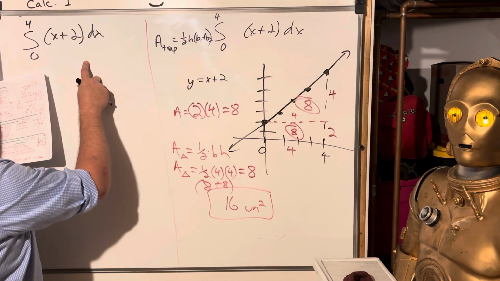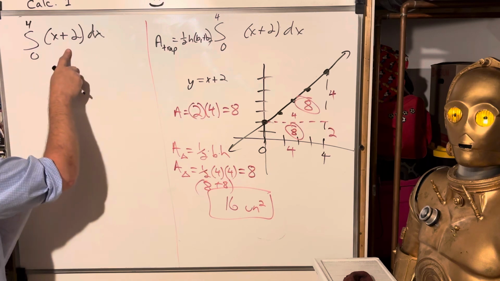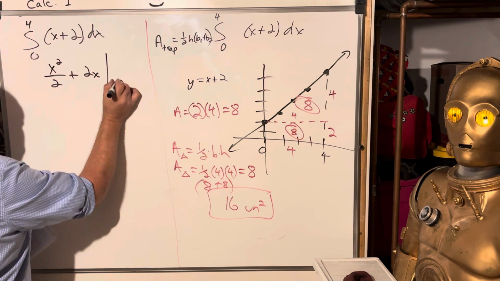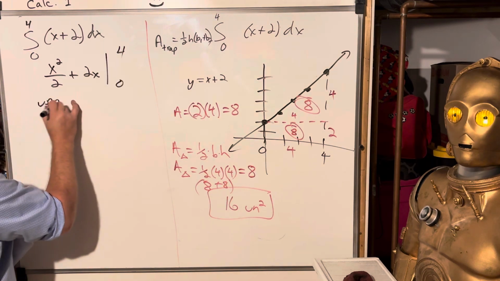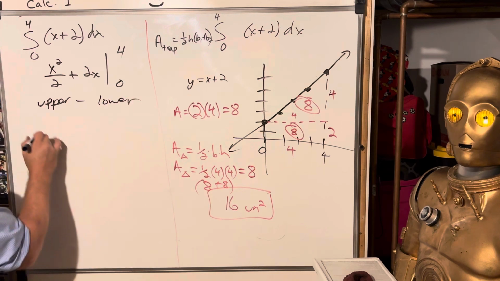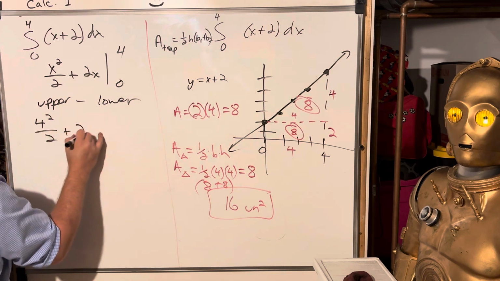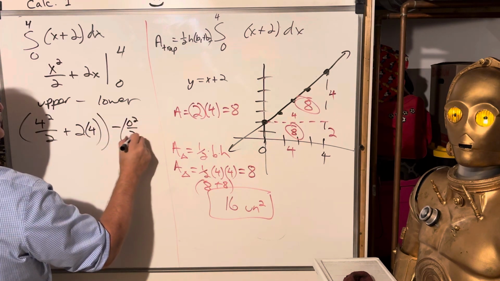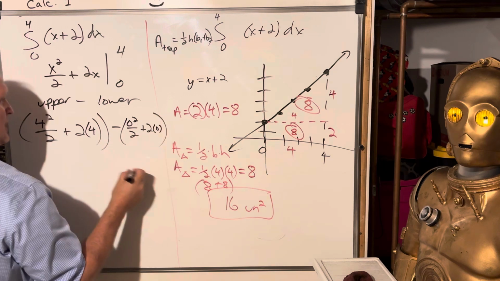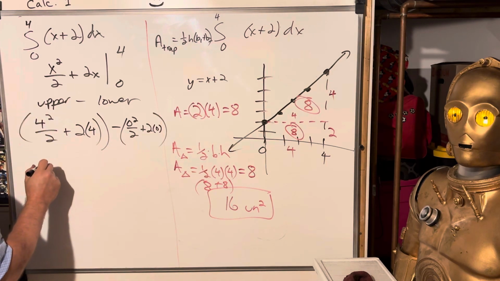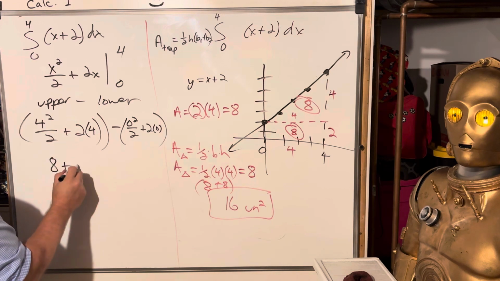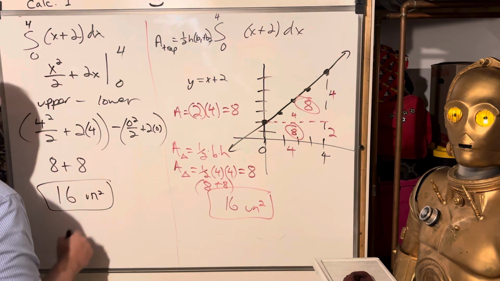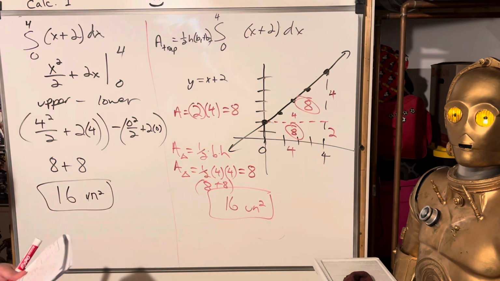All right, so back to here. What are we doing? We're doing the antiderivative of that. So that's x squared over 2 plus 2x, on the definite integral from 0 to 4, upper minus lower. We got 4 squared over 2 plus 2 times 4 minus 0 squared over 2, plus 2 times 0. And so that all goes to 0. This is half of 16 is 8 plus 8, which is 16 square units. So, maybe a little less hassle.